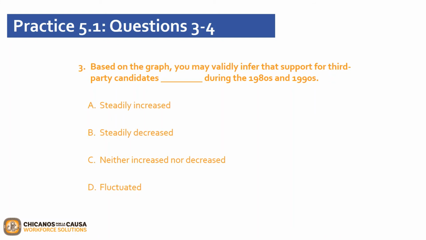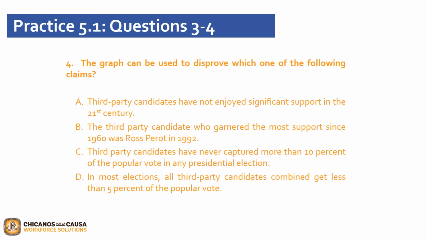Okay, so when we refer to the line graph on page 429 and locate the period between the 1980s and 1990s, we notice that third-party support increased, decreased, and increased once again, kind of like a roller coaster. Given what we learned, we can non-arguably state that the answer is D, fluctuated. Let's move on to question 4.